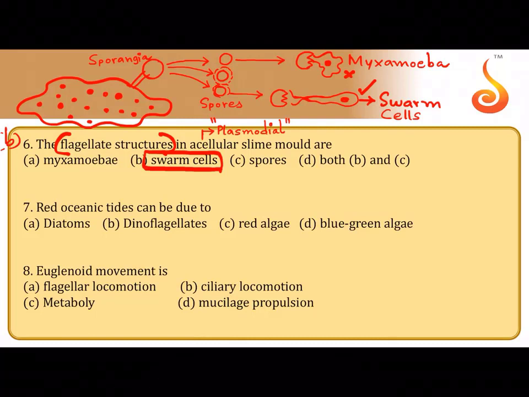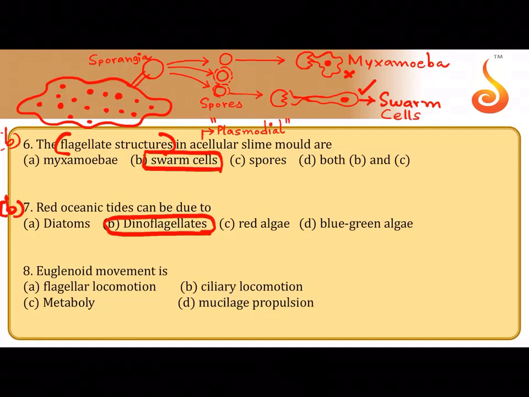Red oceanic tides are because of dinoflagellates like Gymnodinium and Gonyaulax. So you've learned the examples also. Some of them, when they reproduce and develop in huge numbers, impart a coloration to the waves in the sea, and that is what is referred to as the red tides. So it is a feature of dinoflagellates.